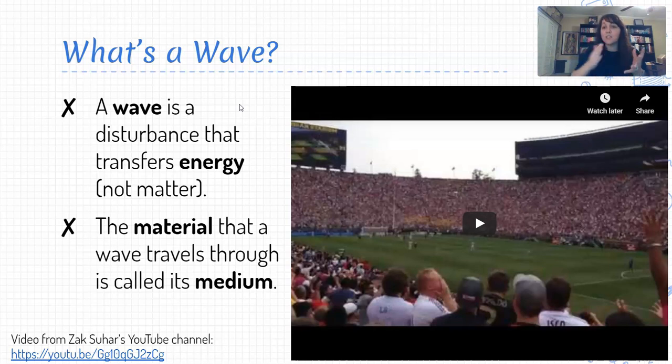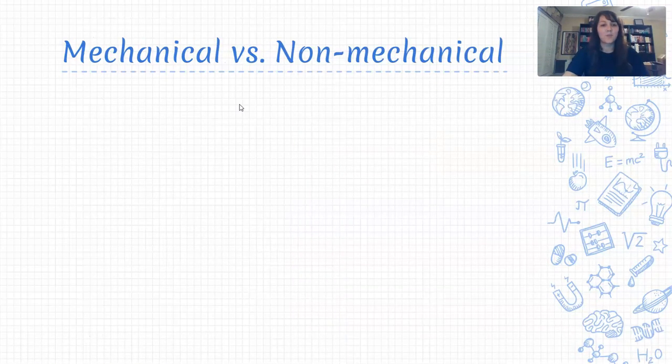Now, whatever material is carrying that energy, whatever material the wave is passing through, we call that the medium. And so for this particular wave that we just saw, the medium was the fans in the stadium. They were the objects that were carrying that energy across the stadium. And if all the fans were gone, then there would be no wave because there's no one to pass energy along. Okay, now this idea of a medium ends up being really important for characterizing and classifying different waves.